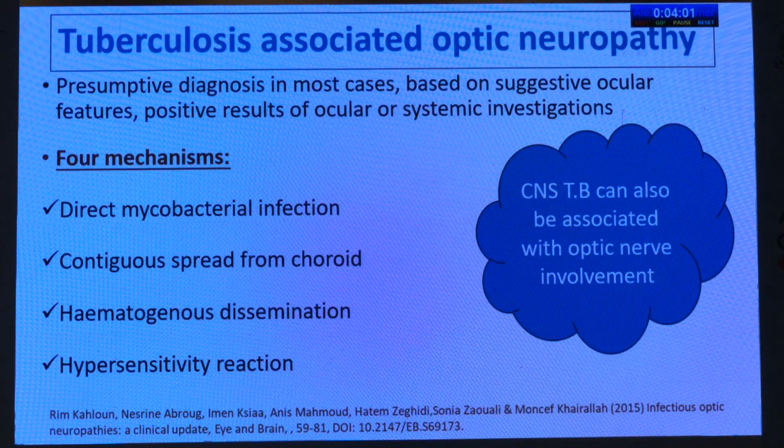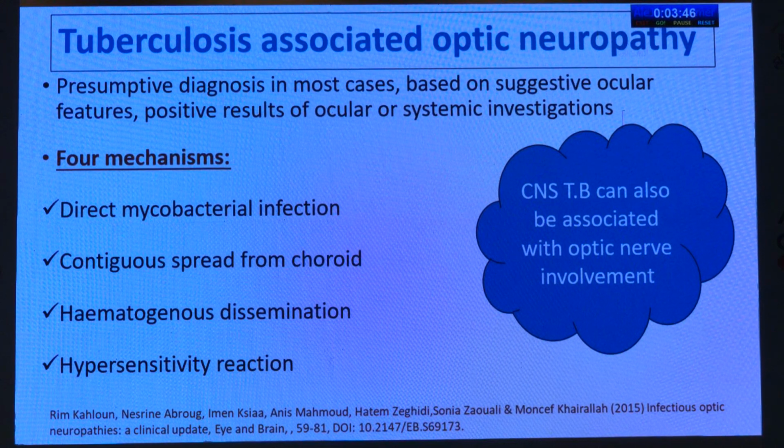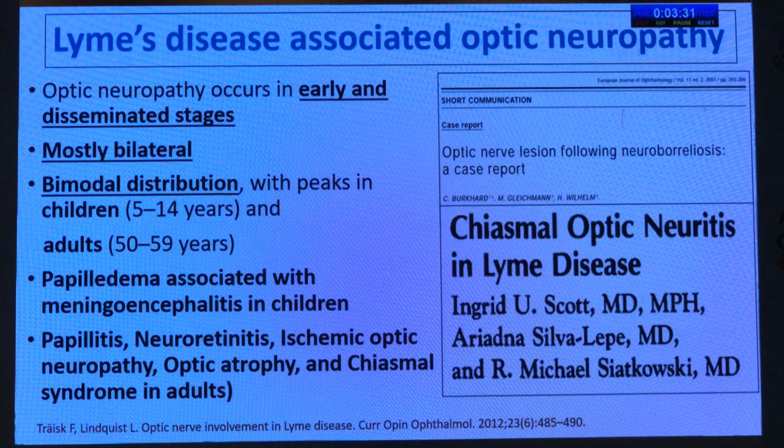Next is tuberculosis associated optic neuropathy. As we all know, the diagnosis of ocular TB is mostly presumptive. The various mechanisms which have been reported are a direct mycobacterial infection or a contiguous spread from the choroid, hematogenous dissemination, or a type 4 hypersensitivity reaction. CNS tuberculosis can also be associated with optic nerve involvement, like in patients with TB meningitis, optochiasmatic arachnoiditis, and tuberculoma. Unilateral disc edema can also be seen secondary to tuberculous posterior scleritis, as we all know.